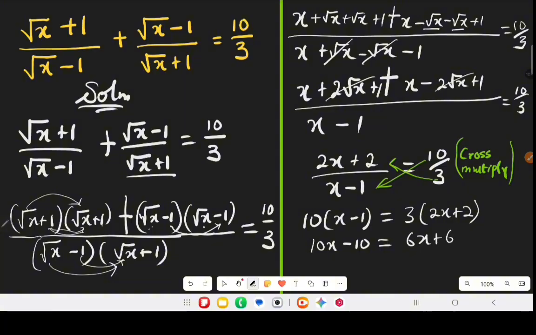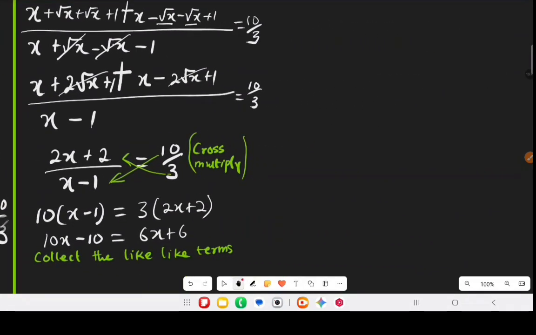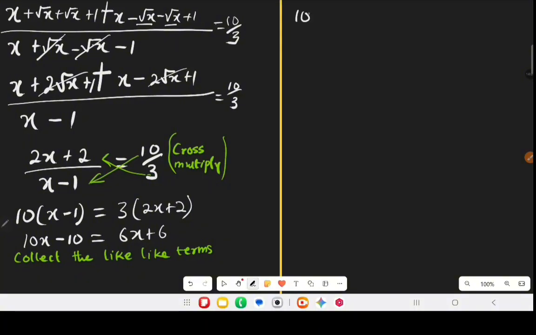Next point, we collect the like terms. Then when we collect the like terms, we have 10x minus 6x. When 6x crosses the sign of equality, it becomes minus 6x, equal to 6. Minus 10 crosses the sign of equality and becomes plus 10. Then 10 minus 6 gives us 4x equals to 10 plus 6 gives us 16.